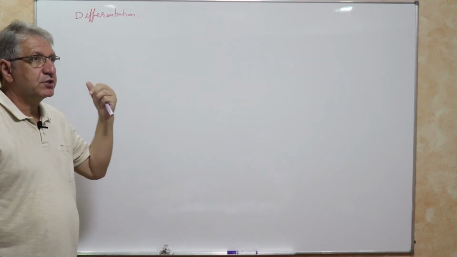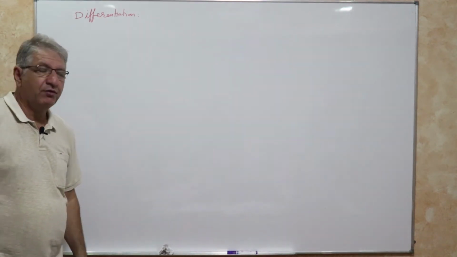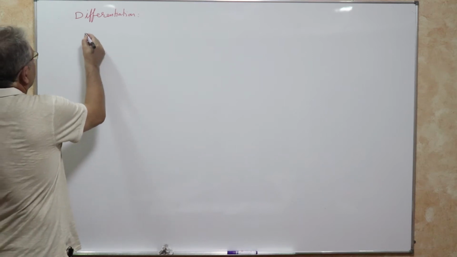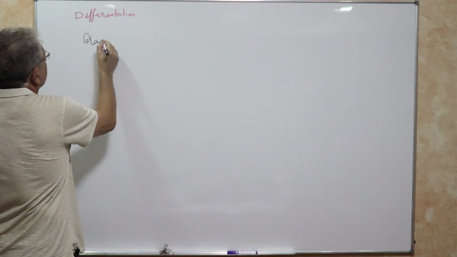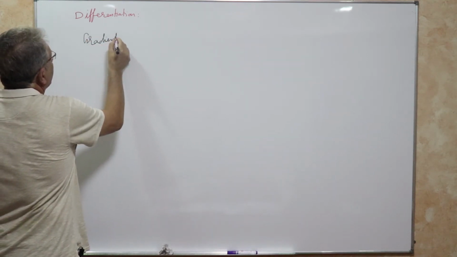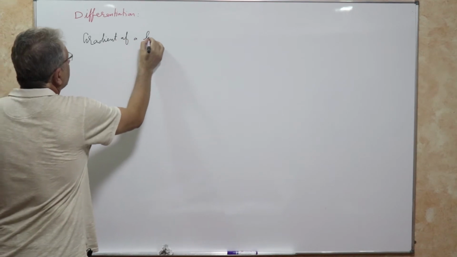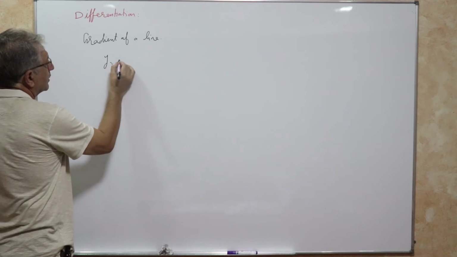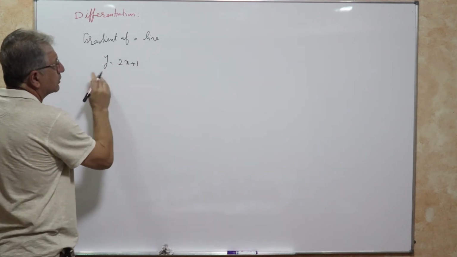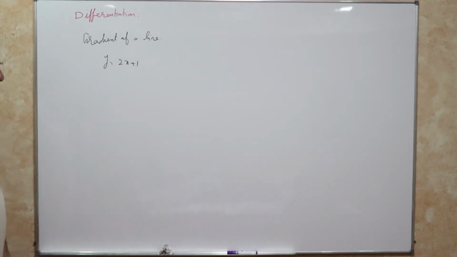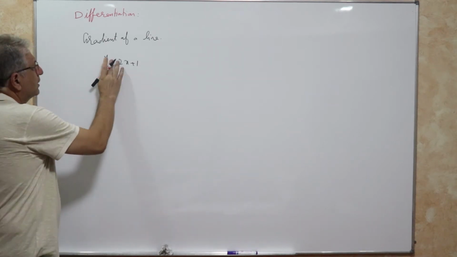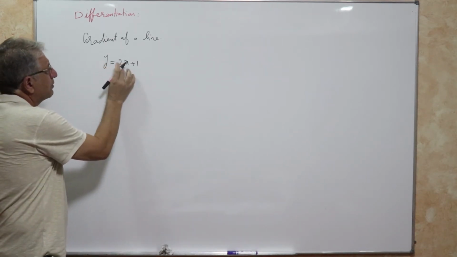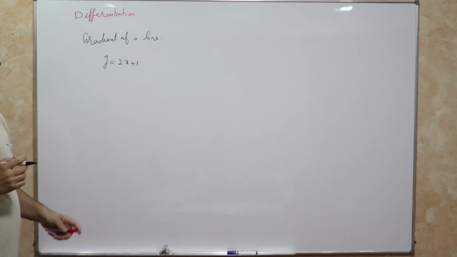What do we mean by differentiation? Let us start with the gradient of a line. What's the gradient of a line? We know that the equation y equals, for example, 2x plus 1 is the equation of a line. Now, what's the gradient of this line? Perhaps you know that this number 2 is the gradient. What is the meaning of that?